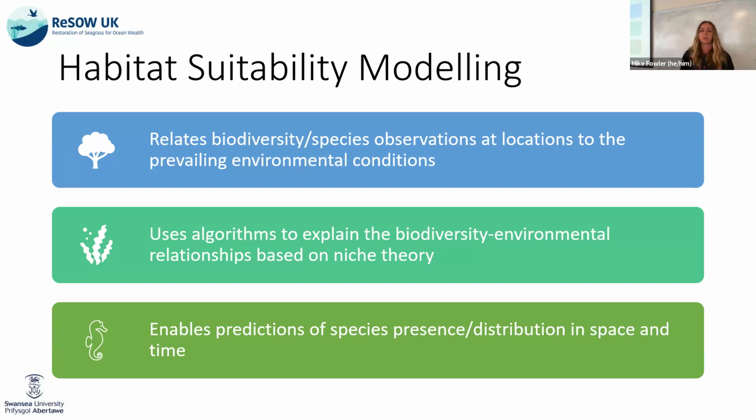It enables us to predict where species are present at the moment, where they could be found, or where they might be found in the future in relation to future climate change. But it's also used as a way of finding where suitable areas could be for restoring certain habitats, or for species management and conservation.